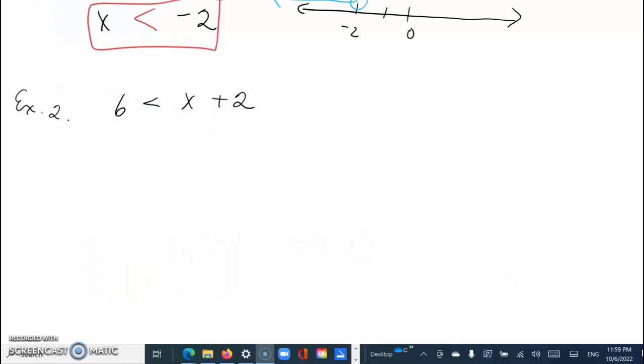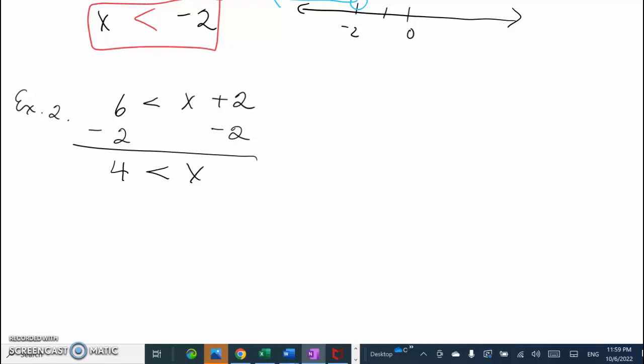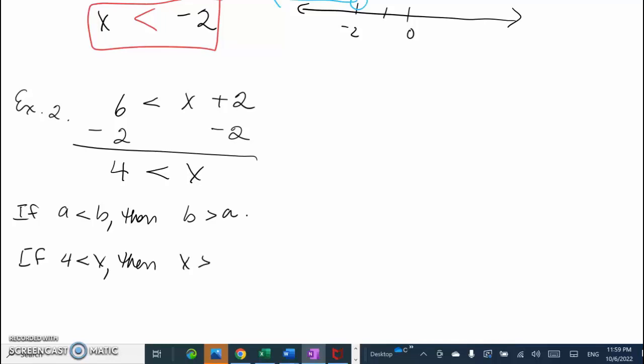Okay, in the next example, it should be a one-step solution. So we're going to subtract 2 from both sides, and you get 4 is less than x. Well, it's so much easier to have x written on the right for graphing purposes. It's just easier to think about. So we learned before that if a is less than b, then if you want to rewrite it, b then has to be greater than a. So if 4 is less than x, then x is greater than 4.